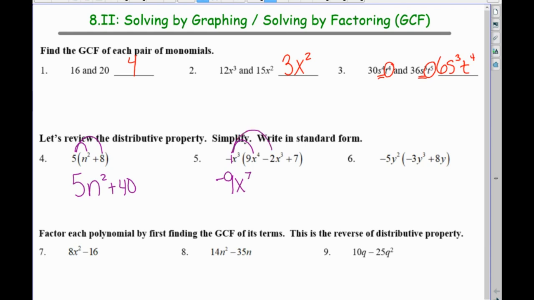All right, now distribute again. What's negative 1 times negative 2? It's positive 2. X to the 3rd times x to the 3rd is x to the 6th. You add those exponents. And then negative 1 times 7 is negative 7. And x cubed's just there. We don't have anything to multiply it with. Try number 6 real fast. Multiply that out. See what you get.